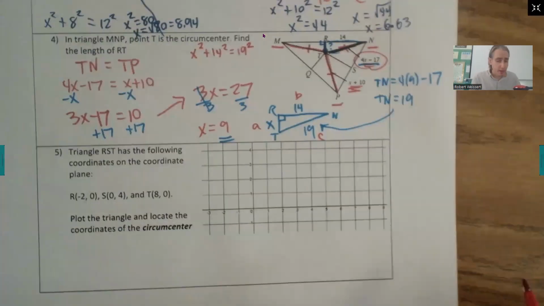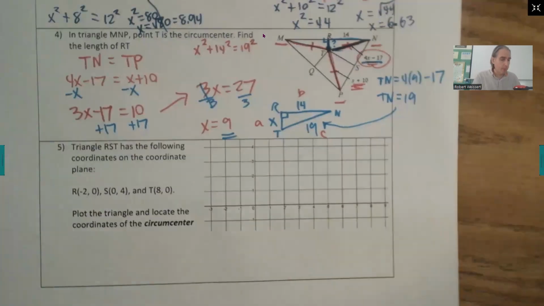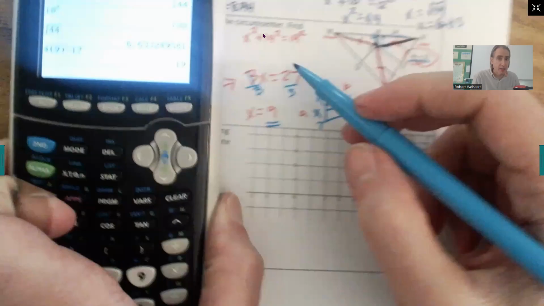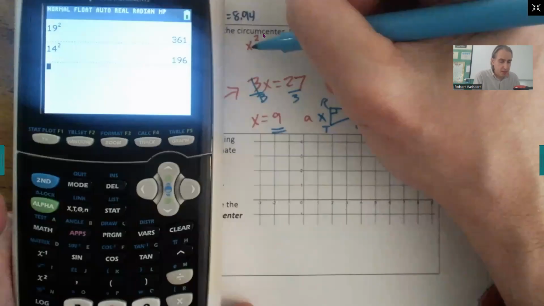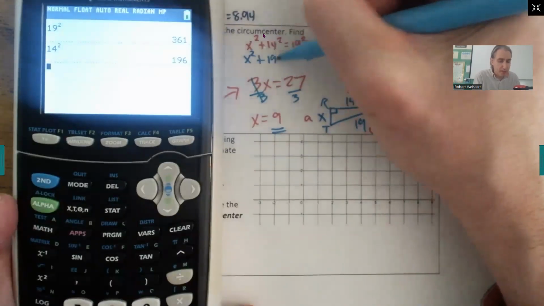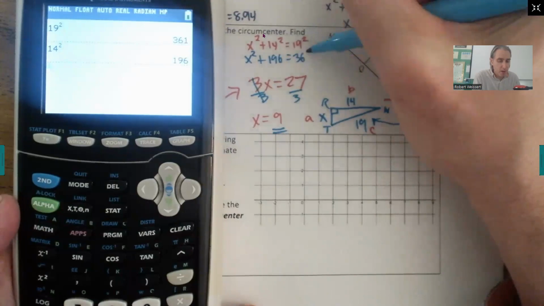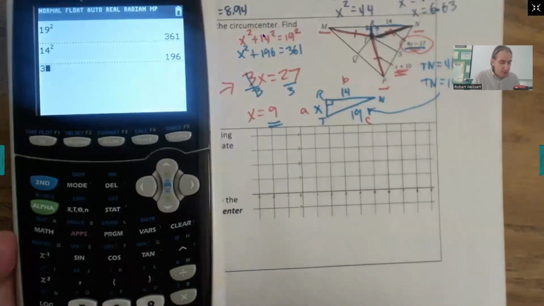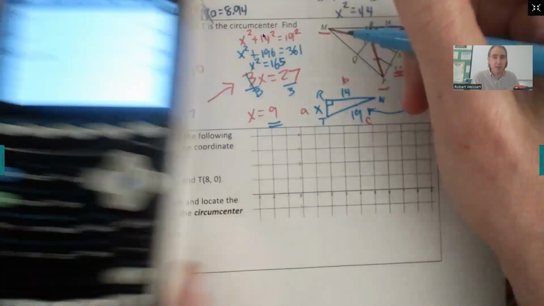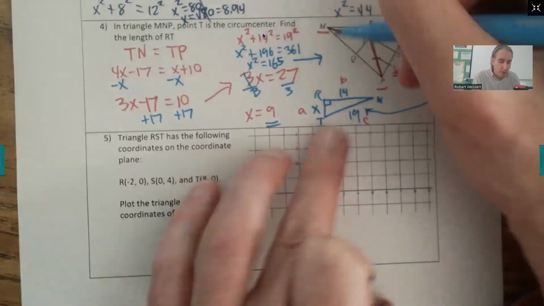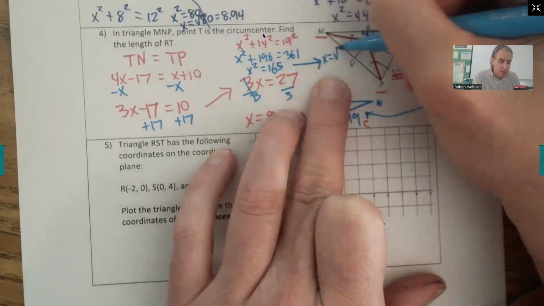Solving that for x will give you the length for RT. 14 squared and 19 squared. 19 squared is 361. 14 squared is 196. So I have x squared plus 196 equals 361. I'm going to want to subtract 361 minus 196. I'll get 165. And then finally, to get x, I'm going to take the square root of that number. x is going to be the square root of 165.